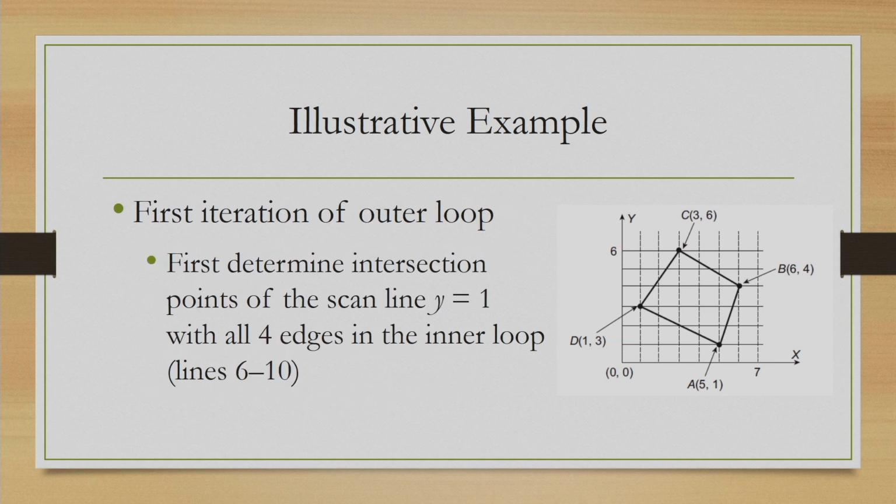Then we start the loop. So, we start from 1 and continue till 6, and in each execution of the loop we process one scan line. So, when we are starting with 1, our objective is to determine the intersection points of the scan line y equal to 1 with all 4 edges in the inner loop of the algorithm, that is lines 6 to 10.